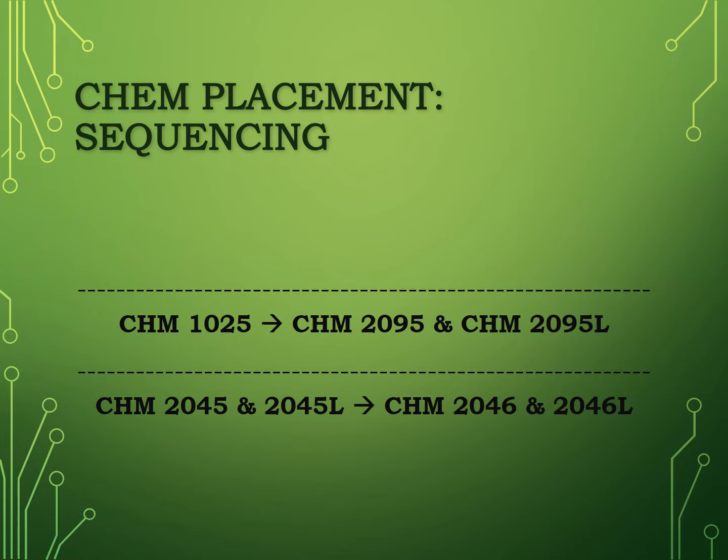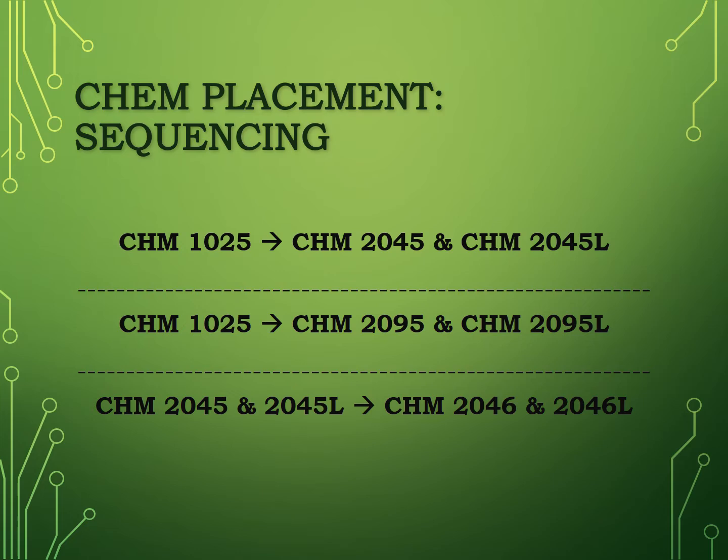Just as a reminder, we've got our chem placement sequencing. So we've got Chem 1025, which leads to Chem 2045 and Chem 2045 lab. You've got Chem 1025, which leads to Chem 2095 and Chem 2095 lab. So for both Chem 1 and Chem 1 for engineers, Chem 1025 is the prerequisite. And then, of course, Chem 2045 leads to Chem 2046 and lab, the next step in the sequence. So we've got Intro to Chem, Chem 1, and then Chem 2. And Intro to Chem is only required if a student doesn't place into Chem 1.